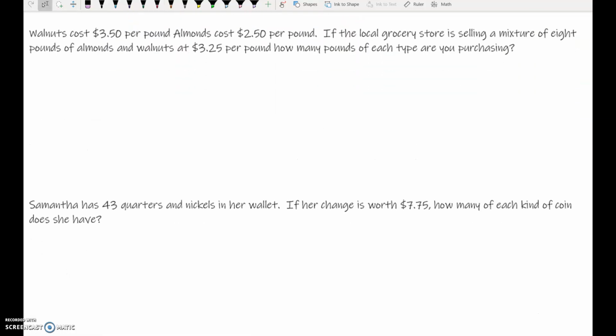This one is very, very similar, but there's one weird little quirk. So we're talking about walnuts and almonds. So I'm going to write down walnuts, almonds, and I do see a mixture total. There is a total in here. Walnuts cost, so some of the numbers are the cost or the money involved. And then I also see that they're talking about pounds. So pounds or amount.